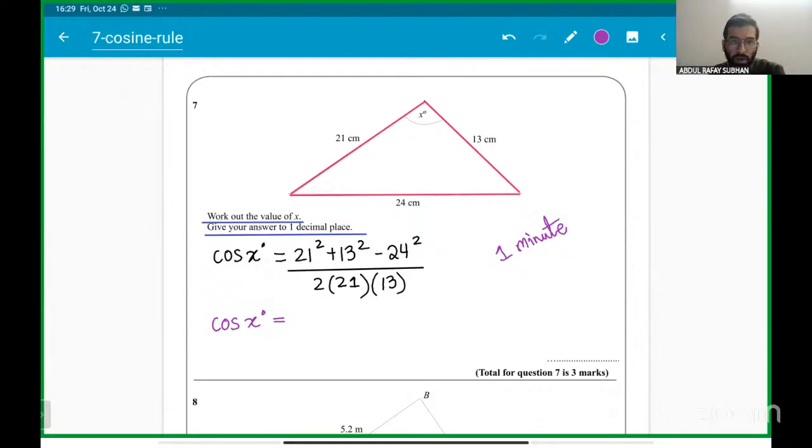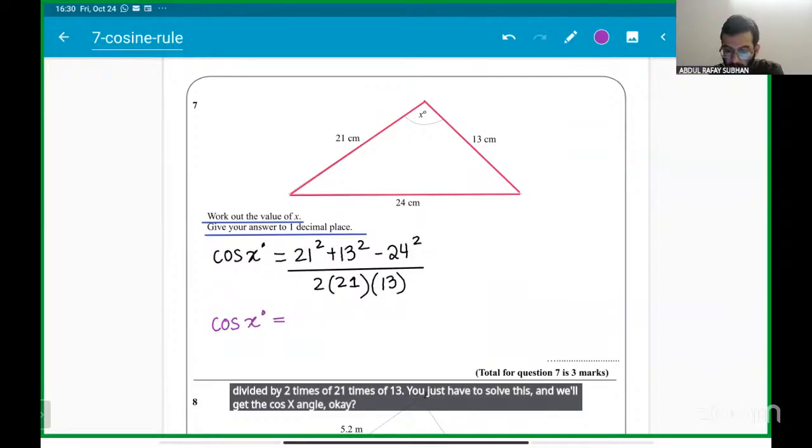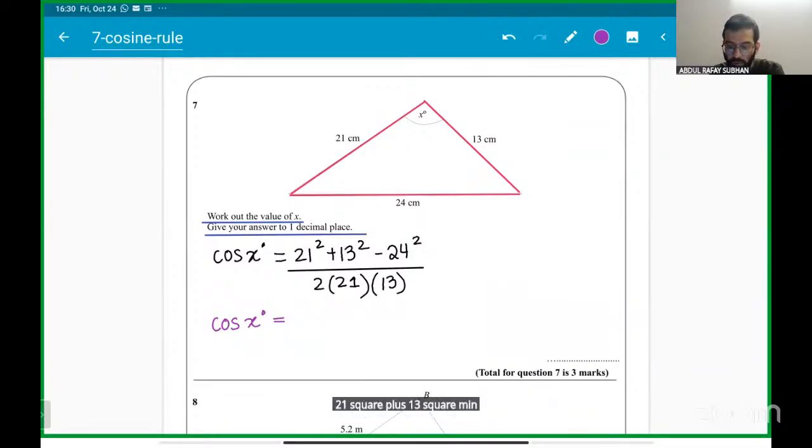Okay, let's continue. So cos x is equal to 21 square plus 13 square minus 24 square, divided by 2 times 21 times 13. So we just have to solve this and we'll get the cos x angle. Whatever value comes on the calculator, please make sure you take the opposite one.